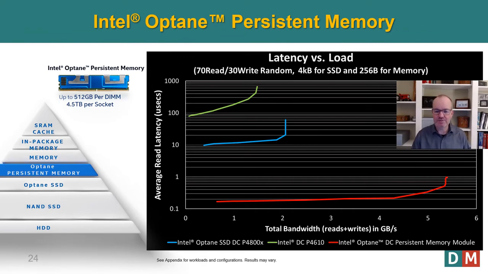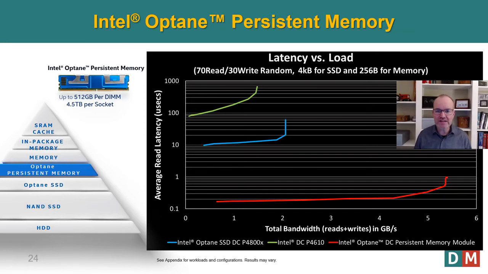How about performance? I've taken the same latency at load chart that I showed you before, and I've added a line to it. The blue and the green are the same as the blue and the green that I showed you before. The blue is the Optane SSD, the green is the NAND SSD. Now I've added the red line, and the red line is persistent memory. So it is Optane persistent memory built out of that same 3D cross-point memory that I described in the beginning. Notice the latency is much lower.